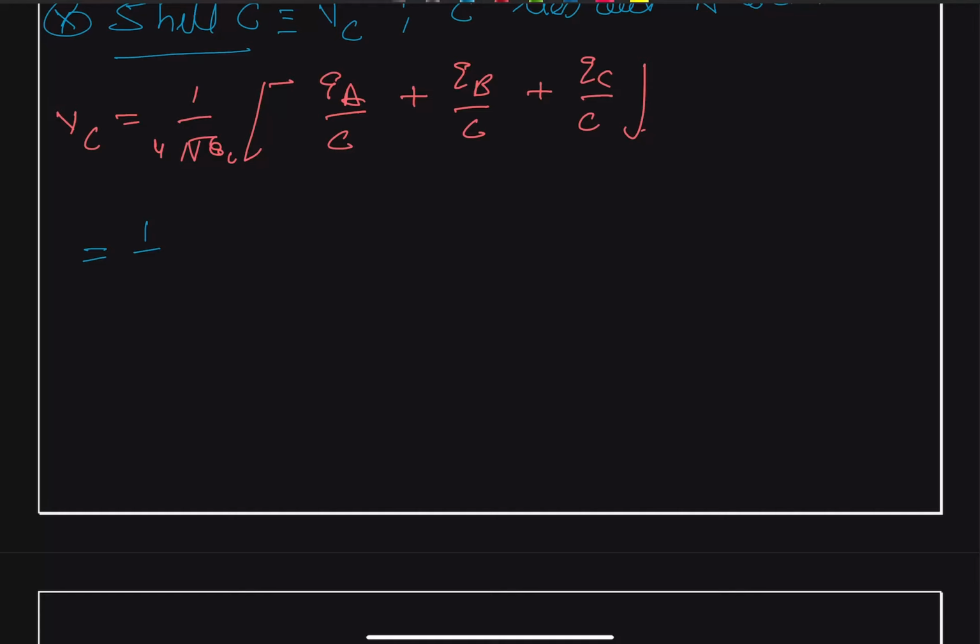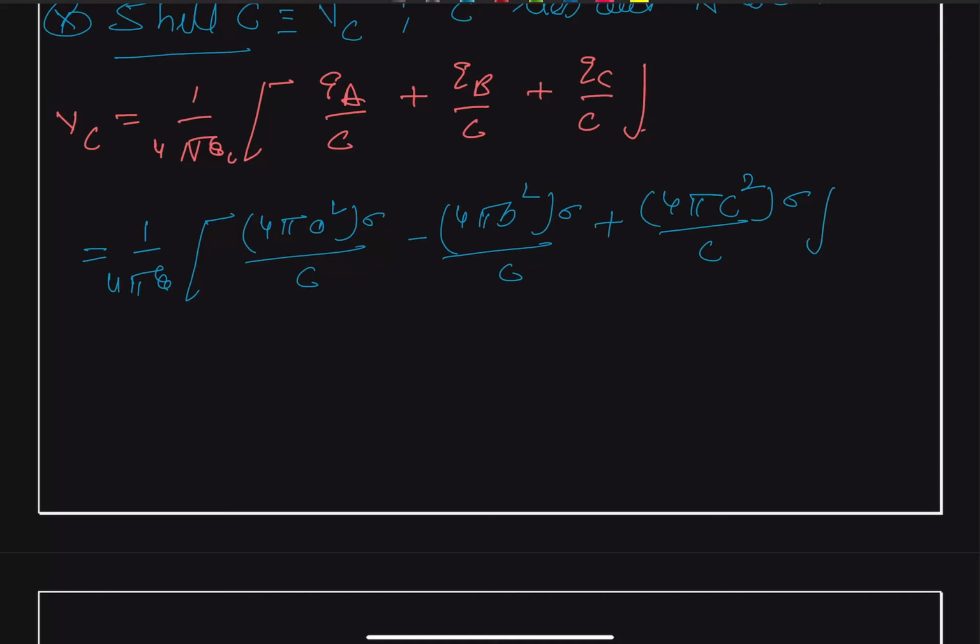and we can write this as 1 upon 4 pi epsilon naught. QA is 4 pi A square sigma upon C, minus 4 pi B square sigma upon C, plus 4 pi C square multiplied by sigma upon C. And here this 4 pi is going to cancel throughout and C square goes by C. Sigma we can take common, so we get our VC equal to sigma upon epsilon naught, into A square upon C minus B square upon C plus C. So this is the potential because of the shell C.